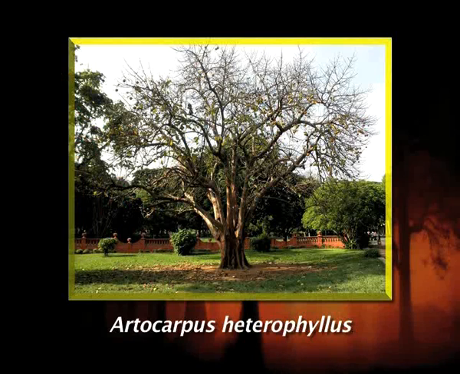Our next species is Artocarpus heterophyllus. Its wood is heavy and hard, and is durable underwater and in damp conditions. However, it cracks if exposed to direct sun. It's used for piles, platforms or wooden bridges, door and window panels.